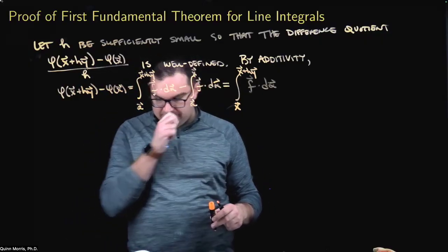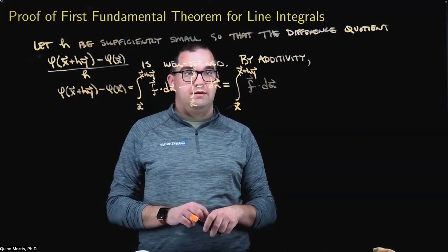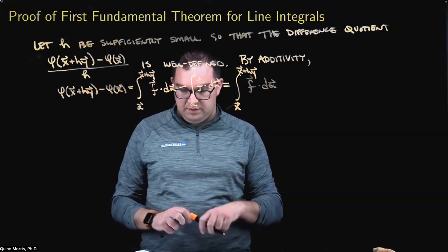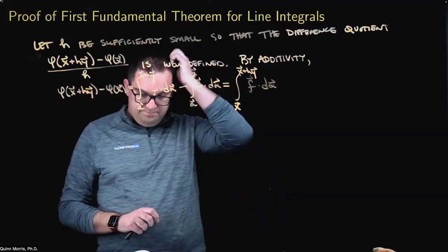And the path joining x to x plus hy could be any path, as long as it lies in S. In particular, I want to choose a particular path.